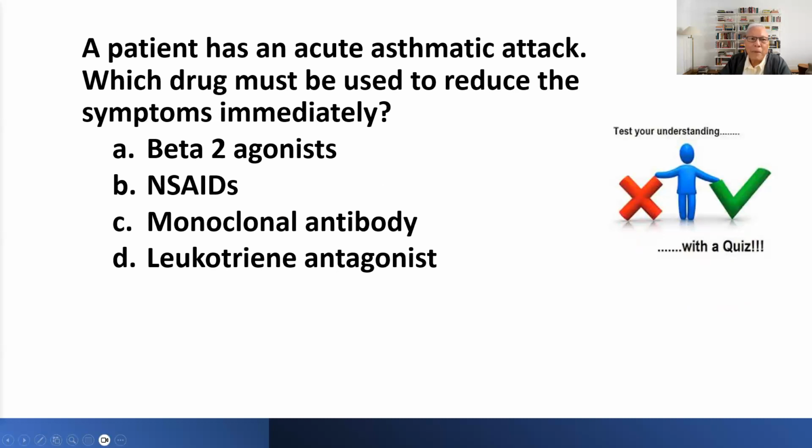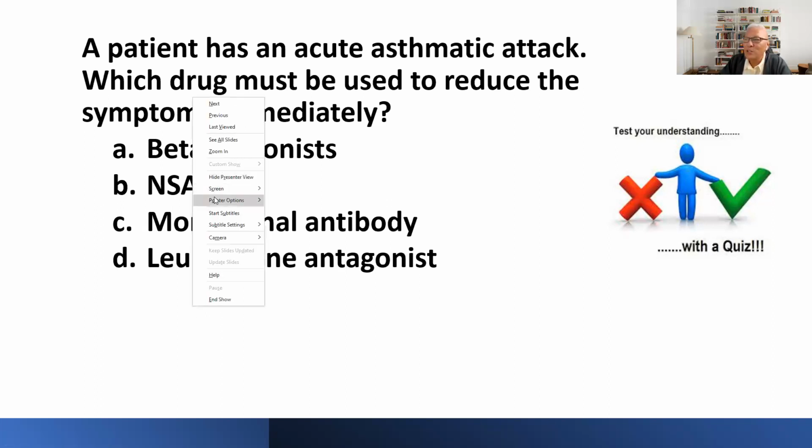Excellent. A patient has an acute asthmatic attack, which drugs must be used to reduce the symptoms immediately? Okay, which are for the immediate relief. Great. Letter A is the correct response. You would give your beta agonist.